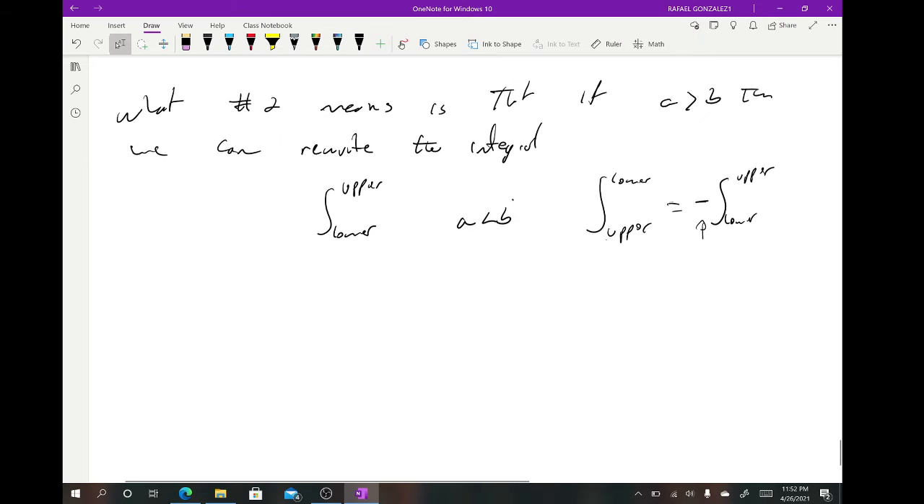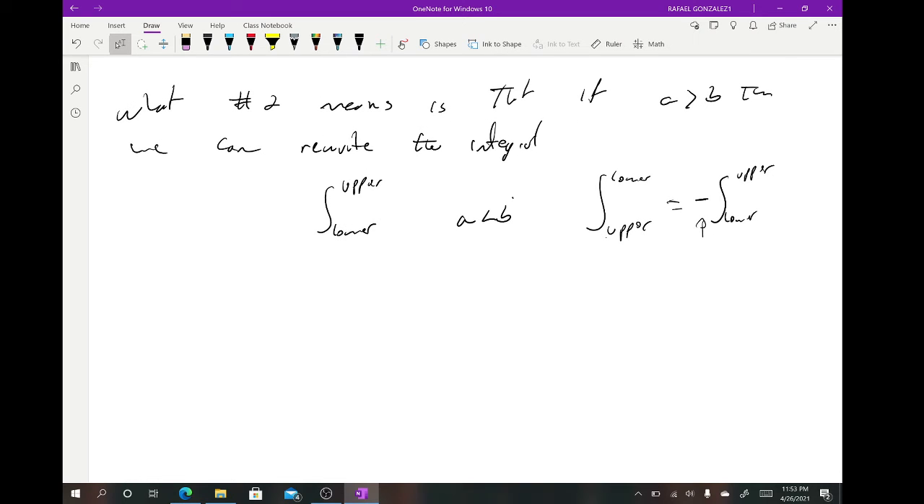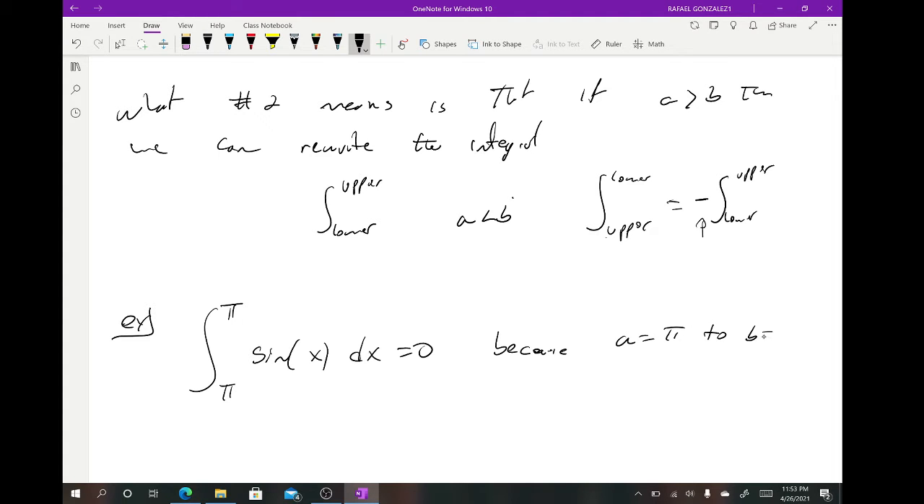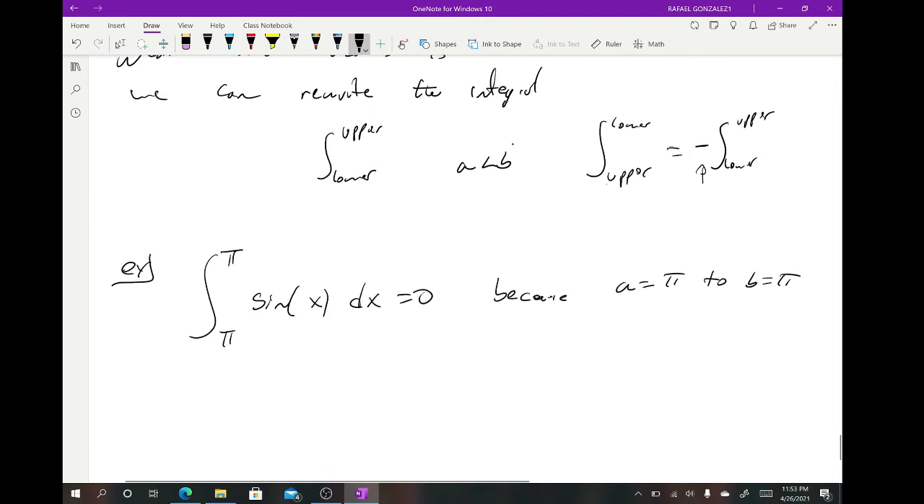Okay? So just a quick example of these two things. If somebody comes up to you and gives you the integral from pi to pi of sine of x dx, then you know that it's equal to 0 because we're going from a equals pi to b equals pi. So by definition, that is going to be equal to 0.